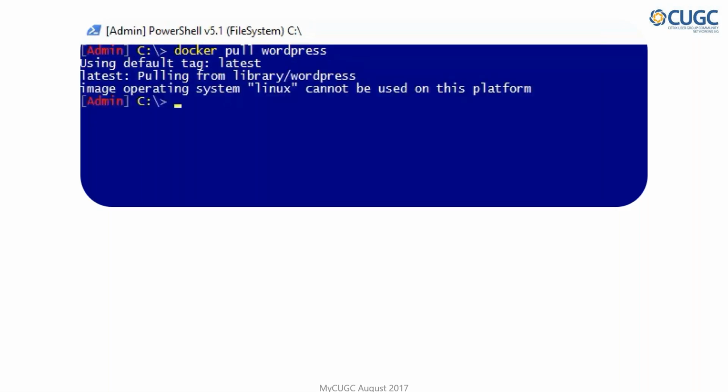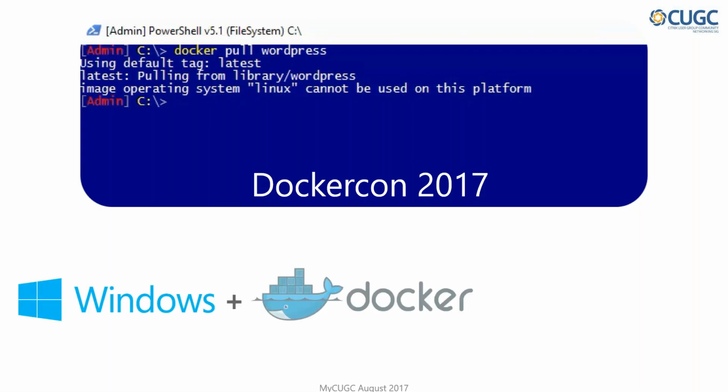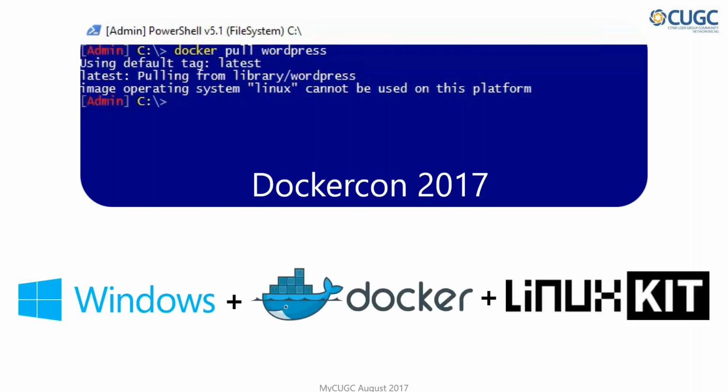Okay, and I can show that to you real quickly here. If you actually tried to do that in PowerShell, okay, if you run Docker, and I'm running this on a Windows box, it actually comes up and says, you know what, image operating system Linux cannot be used on this platform. Okay, so it'll actually come back and tell you that. Now, it'll tell you that today, but that doesn't necessarily mean it's going to be that way tomorrow. And part of that reason is because if any of you had watched or looked at a conference called DockerCon, which happens every year, DockerCon 2017, they came out with a huge announcement, which is that Windows plus Docker plus something called the Linux Kit.